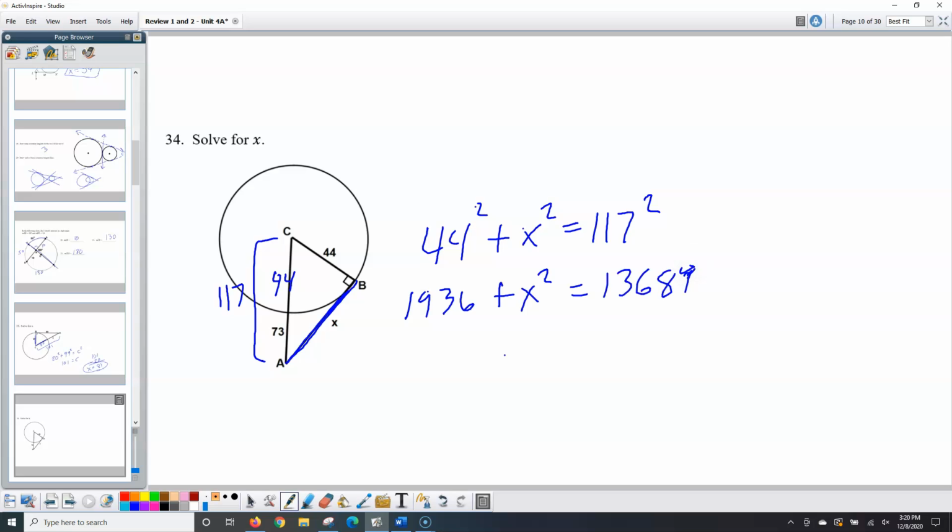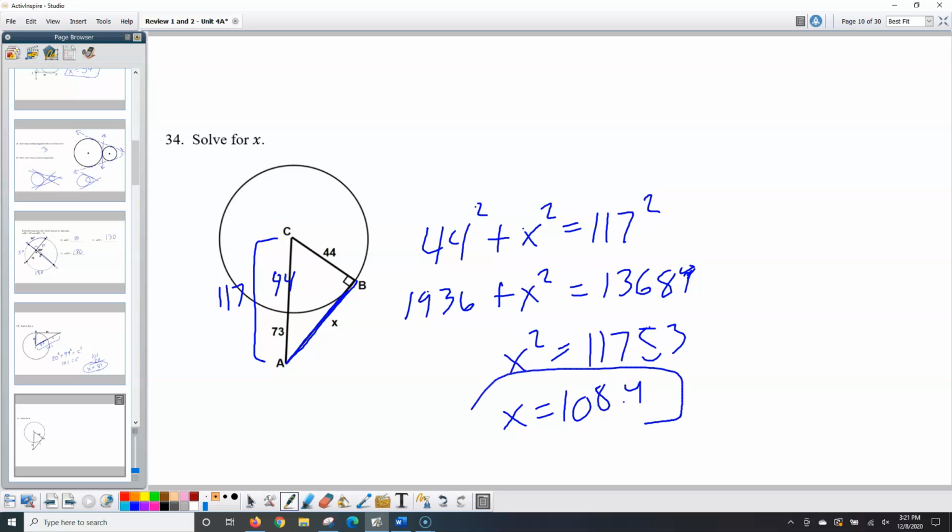When I subtract the 1936 from the 13,689, I get 11,753. And the square root of that is ugly, unfortunately. 108.4. On your test, it'll be a nice answer.